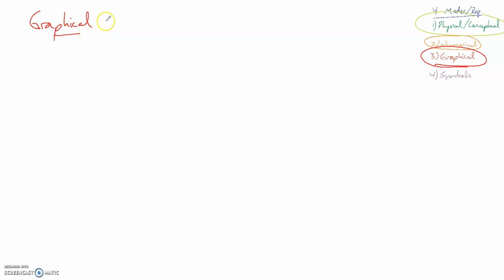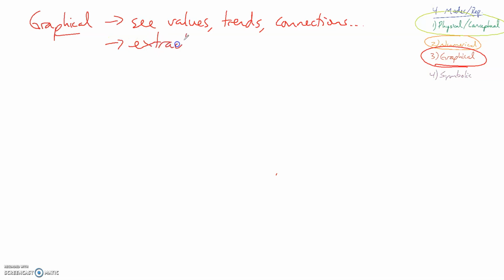And we've talked about this type before. It allows you to see things like values. It allows you to see things like trends as well as connections. It allows you to visualize values a lot better, but you can also extract really important values out of it. For example, you can extract things like intercepts, as well as values like slope, and a whole bunch of other stuff that you can do as well from graphs.